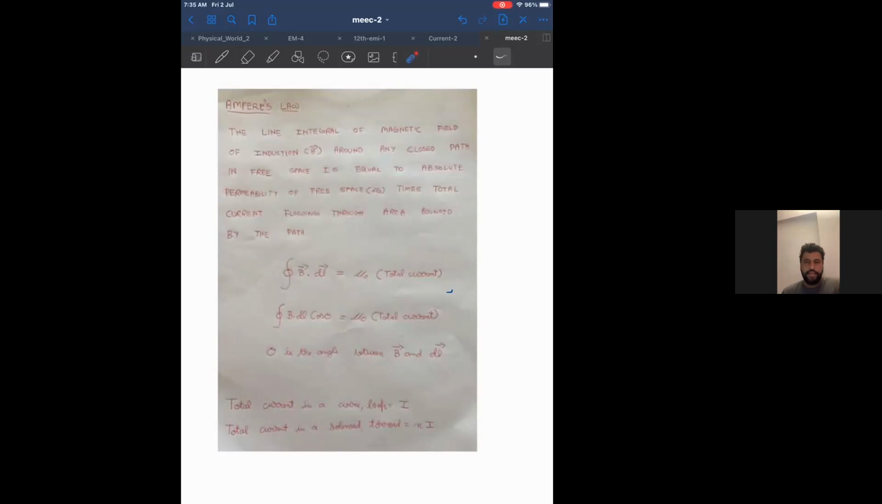And the last two lines of the page: total current in a wire or in a loop is equal to I, and the total current in a solenoid or in a toroid is Ni. Total current in a wire or in a loop is I, and total current in a solenoid or toroid is Ni. Correct? Below that, if you want, you can write down one more thing.